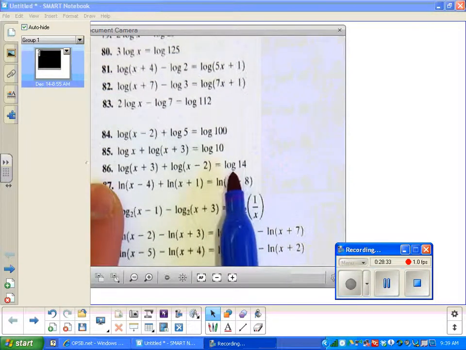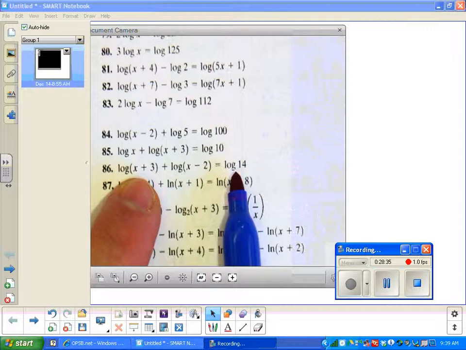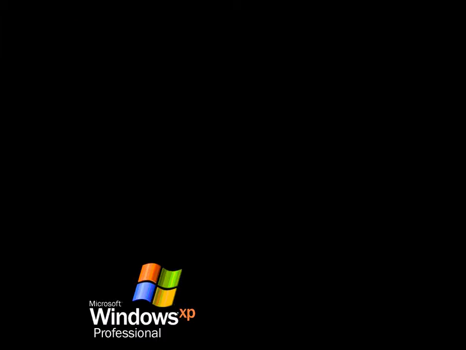Okay. Log of 14, could you evaluate that? Okay. 10 raised to what power is 14? We don't know. Okay. So you can't evaluate it. Now, let's look at that case, though. Okay. So what if we can't evaluate it and we've got logs on both sides?